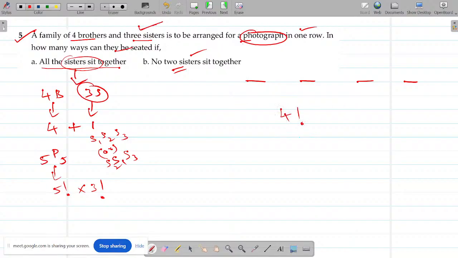Now I have to arrange the sisters. I can make them sit here, here, here, here, and here. Actually, there are 3 sisters, but I'm getting 1, 2, 3, 4, 5 different positions, which can be done in 5P3 ways. Yes, now please make a note of it.